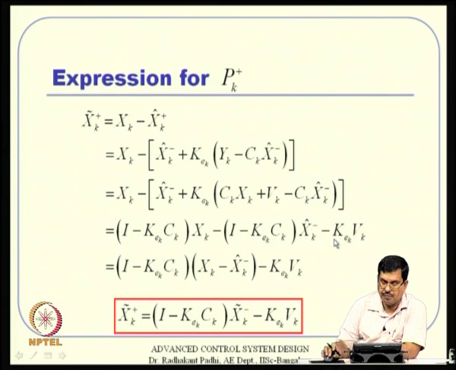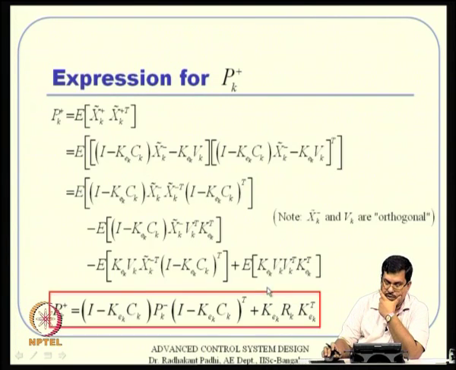I will combine this x_k term here and this x_k term here. So this is I minus K times C_k times x_k, and similarly I have x_k hat minus here and x_k hat minus here. I will try to simplify this, and I get a formula like that. So P_k plus is the expected value of this expression times that transpose, and then again I do the same thing. I will expand this bracketed term, multiply, and see what simplification I can do.